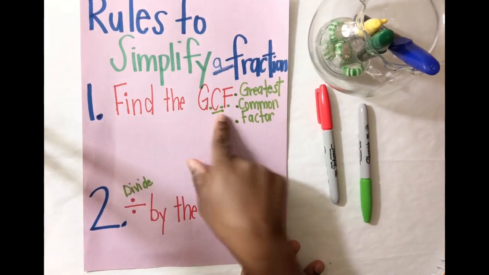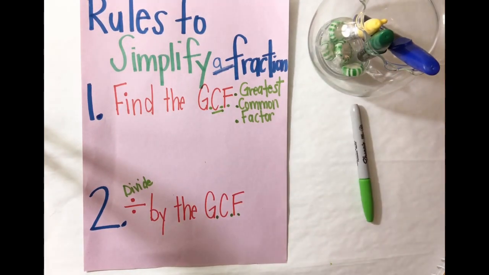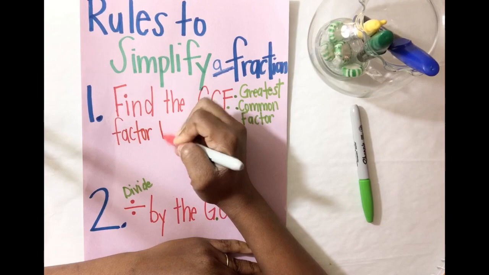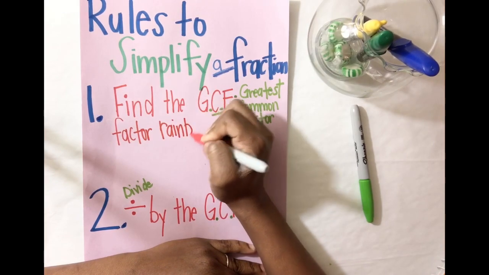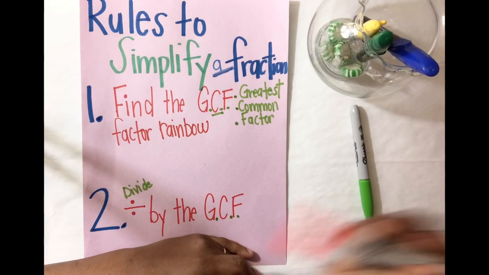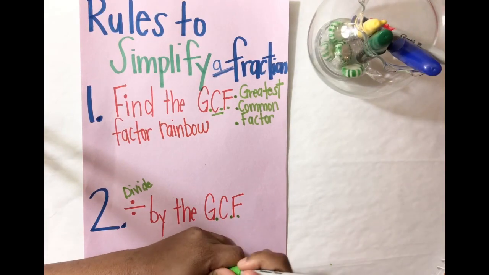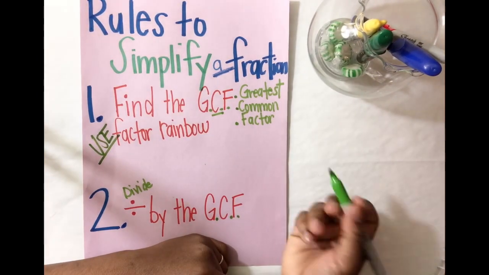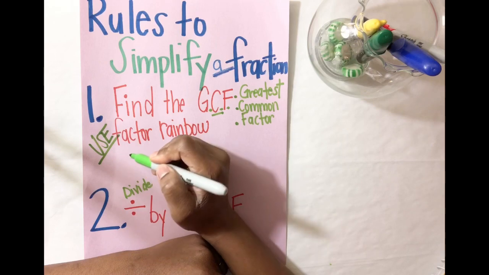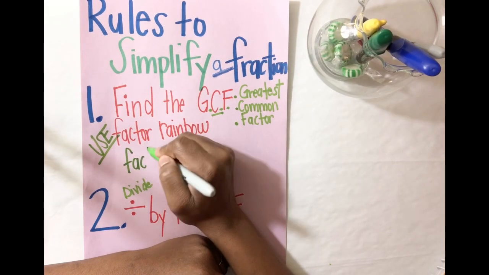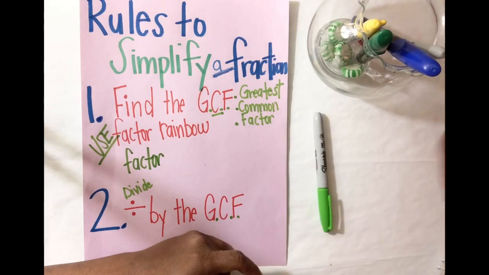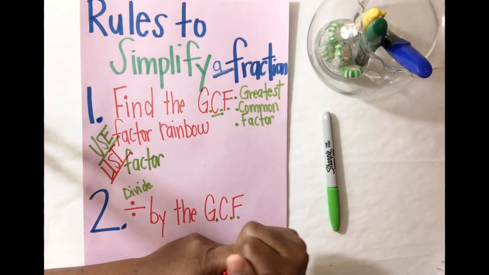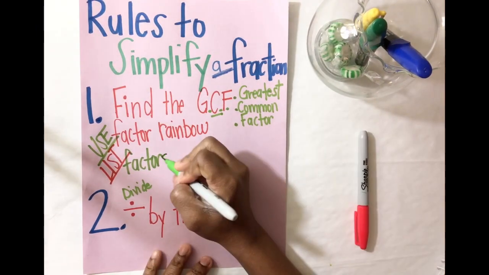Now, how do you find the GCF? In my class, we use something called a factor rainbow. There are tons of videos here on my YouTube channel and on YouTube period about how to use a factor rainbow, all right? Or you can just list the factors traditionally. So if you don't know a factor rainbow, you can just make a simple list to list your factors. So those are the 2 simple rules to be able to simplify a fraction.